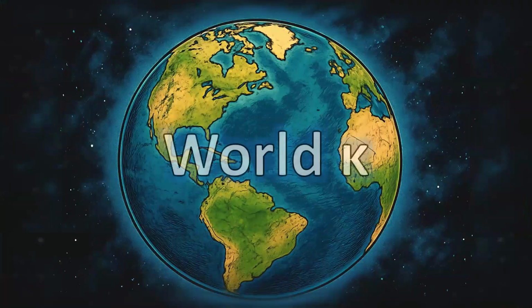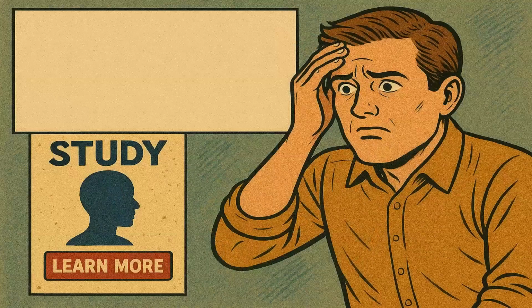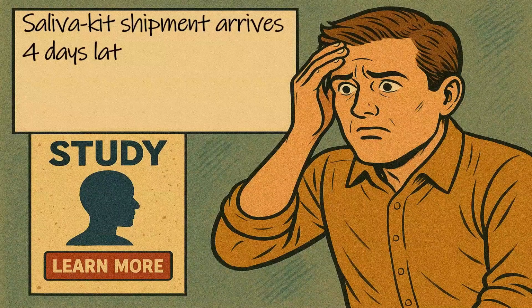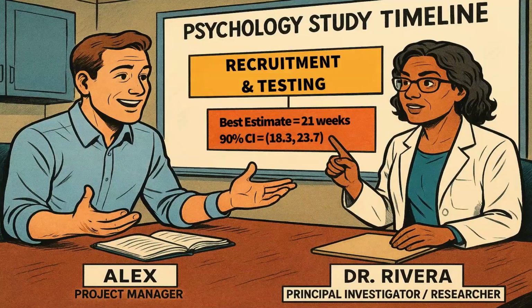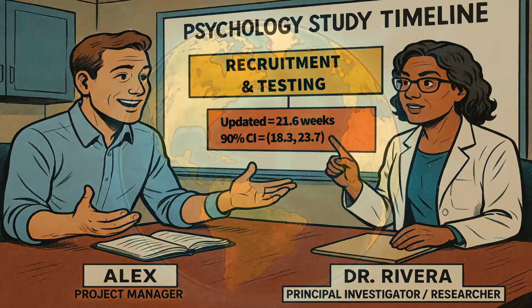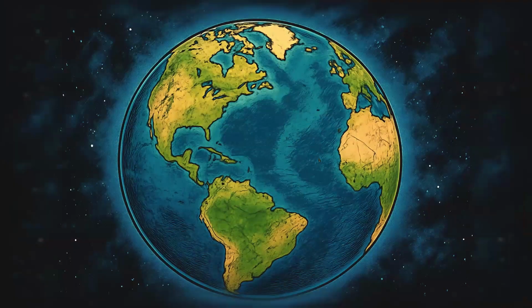And then finally, World Kappa. Kappa Alex walks in, and the saliva kit shipment arrives, but it's 4 days late. So that pushes them back 4 days. Their new total is 21.6 weeks. And this again is within that 90% confidence interval. So let's take a look at what happened in this scenario, just as a brief synopsis.